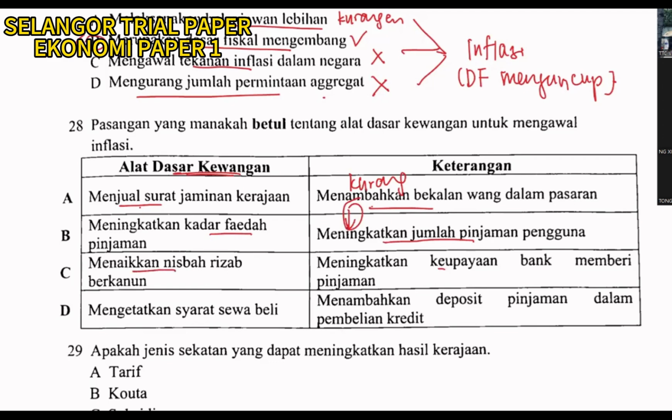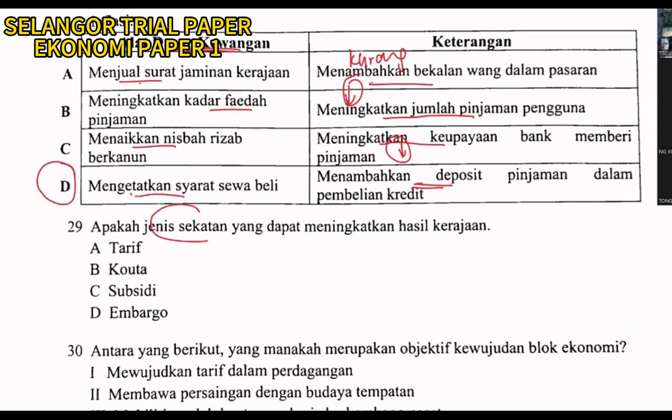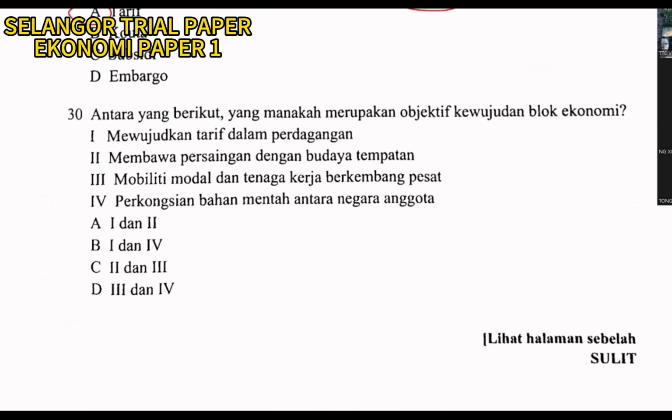Increase the result? Increase the keupayaan? No. Reduce the keupayaan. So your answer can only be donkey. When they tighten the term and condition, you get to pay more. You have to pay more when you want to buy something. Jenis sekatan hasil kerajaan. Which one is the income of government? Tariff. Because tariff is a form of tax. Understand?